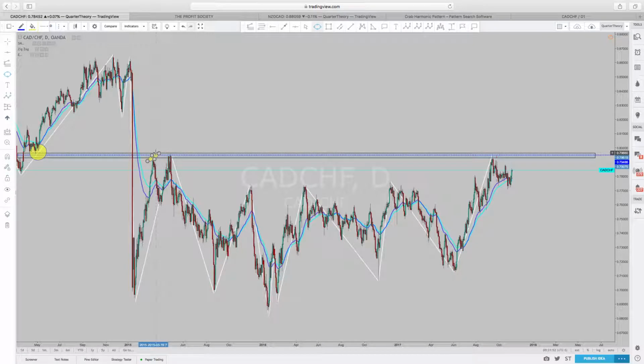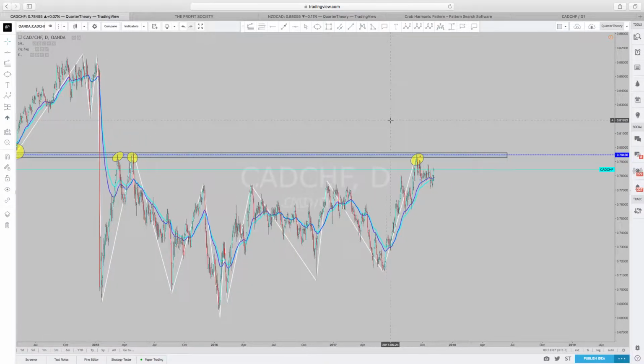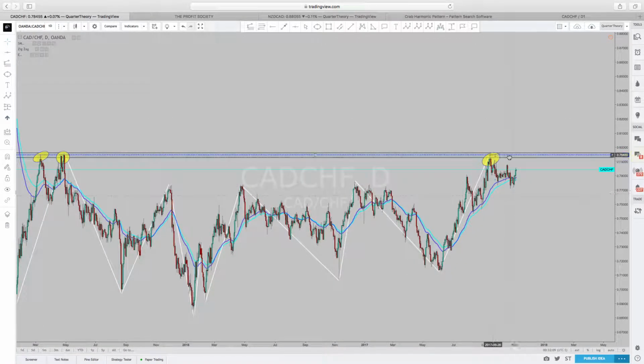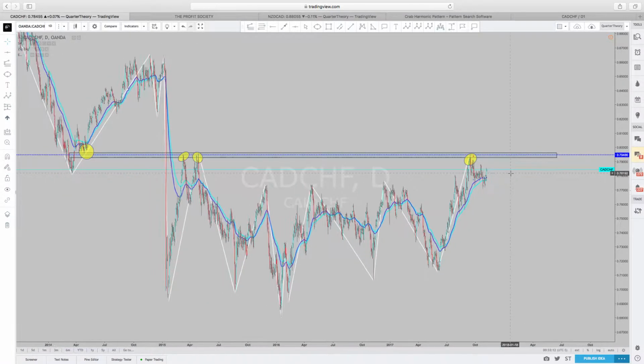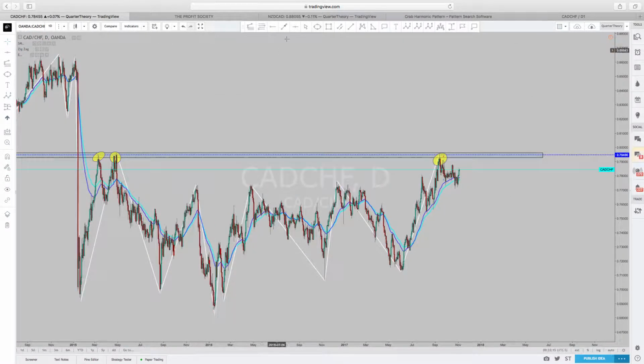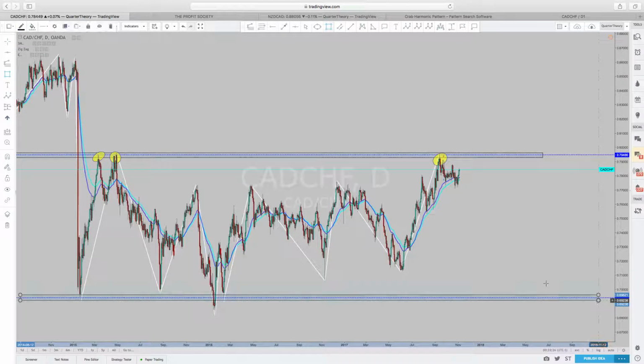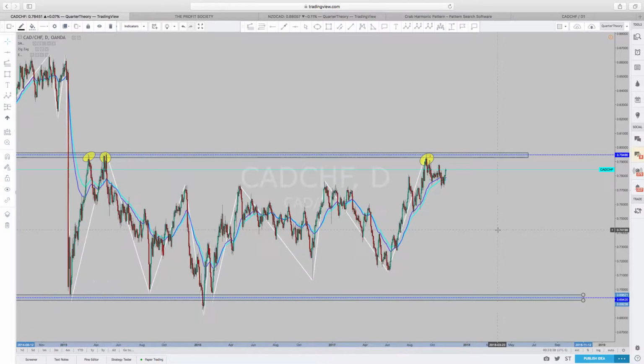You have two taps. Let's go back out. Two taps, one, two, resistance, and then we have a third tap as resistance, and currently we are making lower highs, indicating that possibly this trend will be going down. So we have our lowest level of support right down here. These are our daily structure zones, and once price reaches there, you want to pay attention to price action to see what it's going to do.